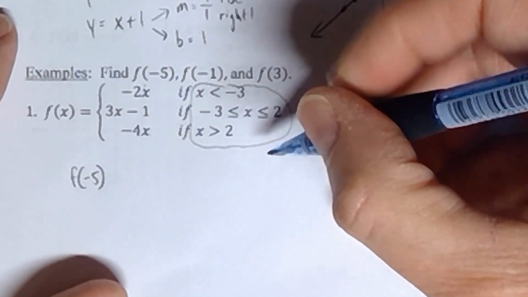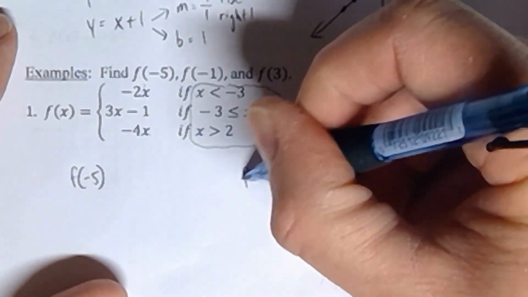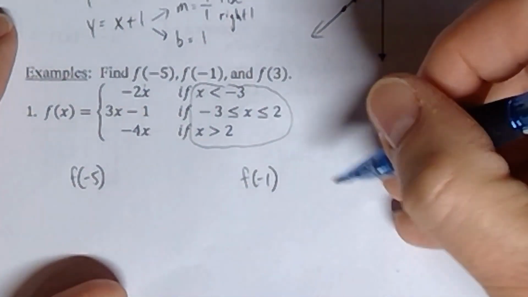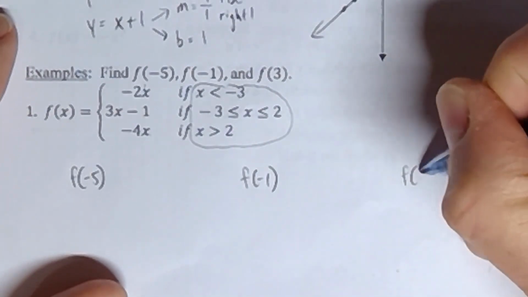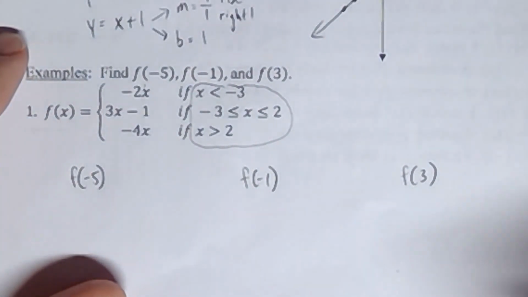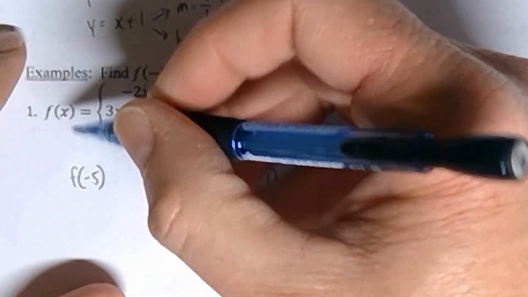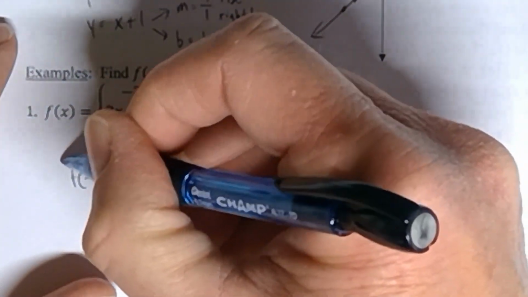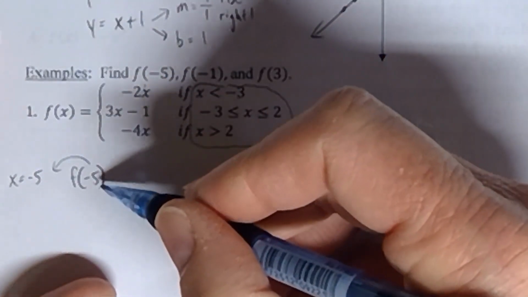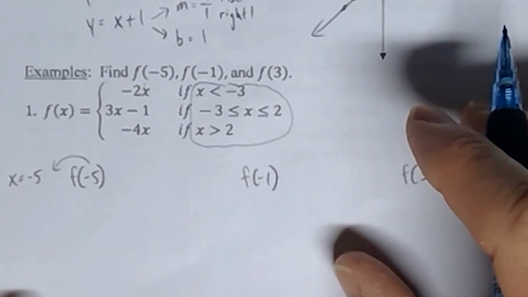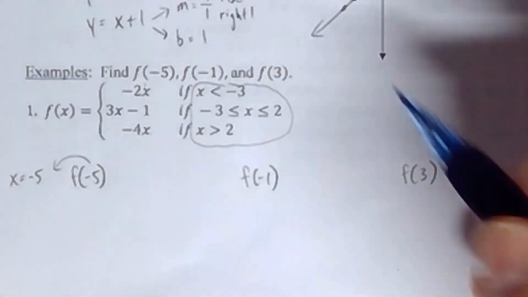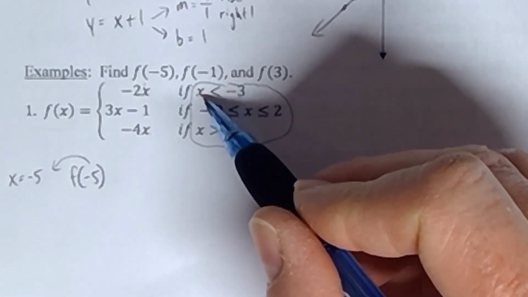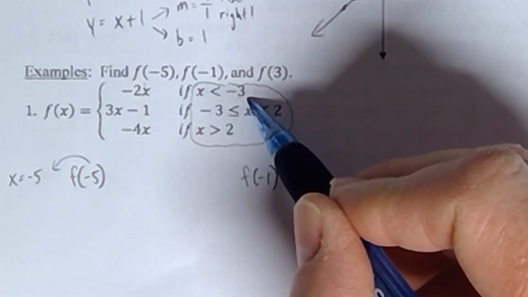Let's bring down f of -5. Let's bring down f of -1. We can just look at it carefully down here. And then f of 3. Where is -5 located? Remember, we're looking at x equal to -5 right here. That's what we're plugging in. That number inside that bracket is an x number. Where is -5? Well, if I plug it into here, isn't that going to be true?